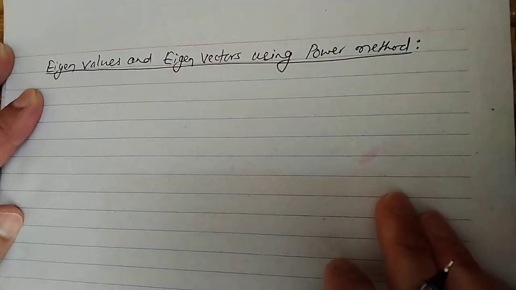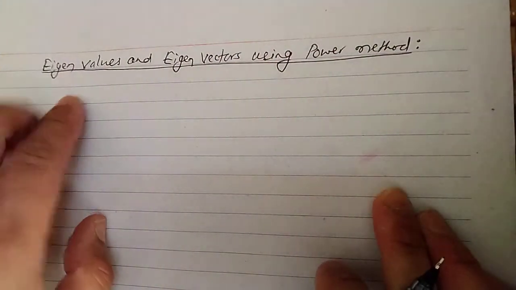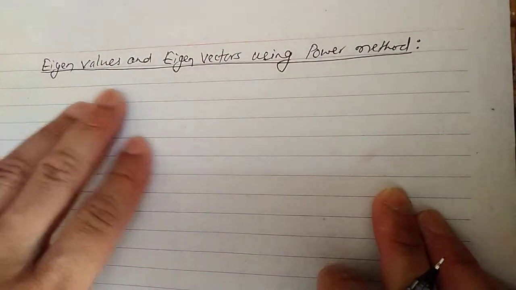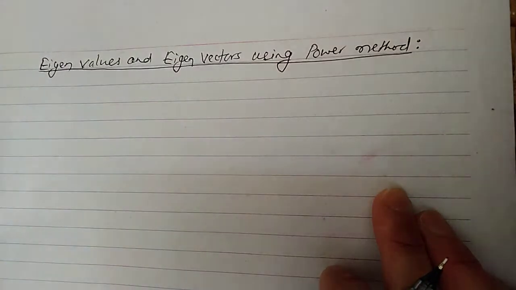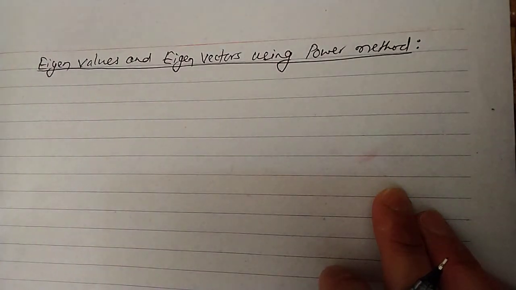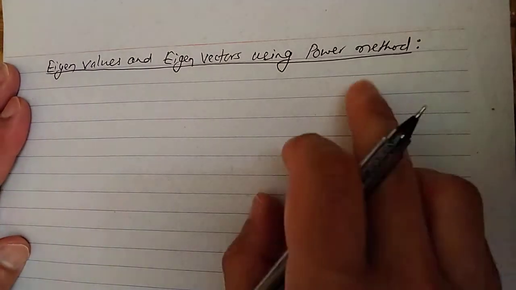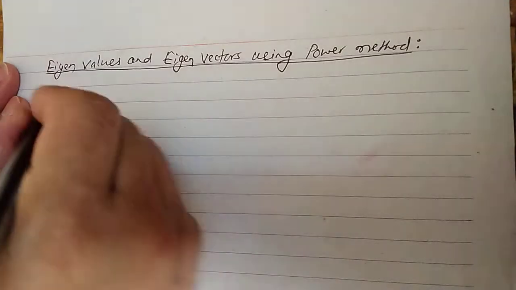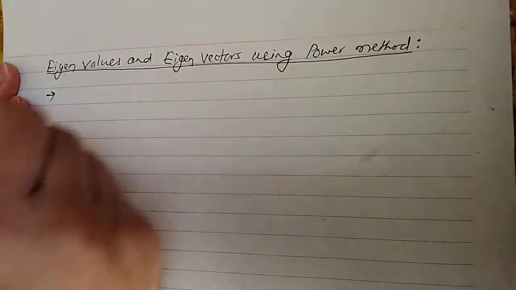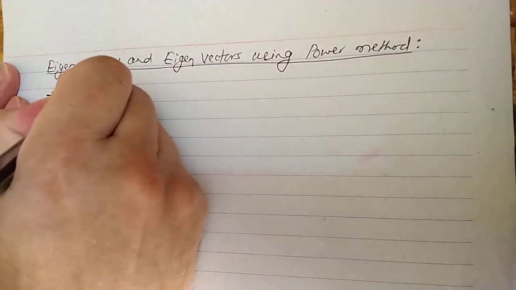So in the power method, what we have to study is eigenvalues and eigenvectors. How we can find the eigenvalues and eigenvectors using the power method and the inverse power method as well, which we will study later on. So, eigenvalues and eigenvectors using power method. Let us write down a little bit of theory here.